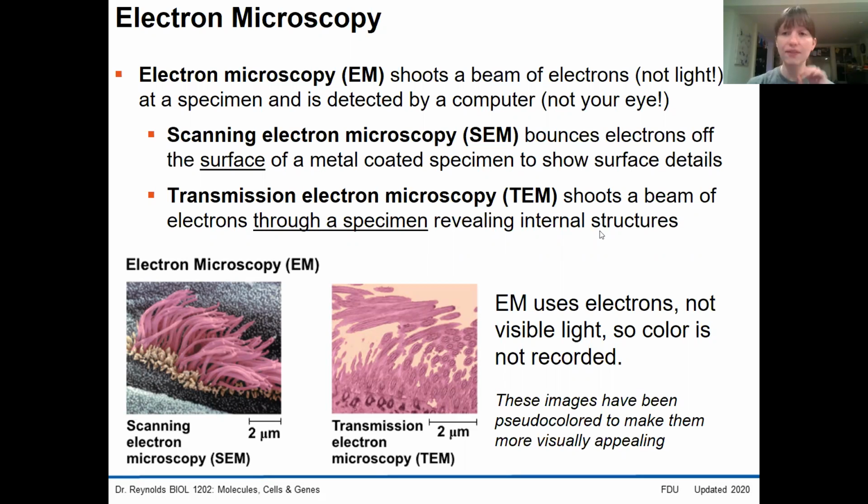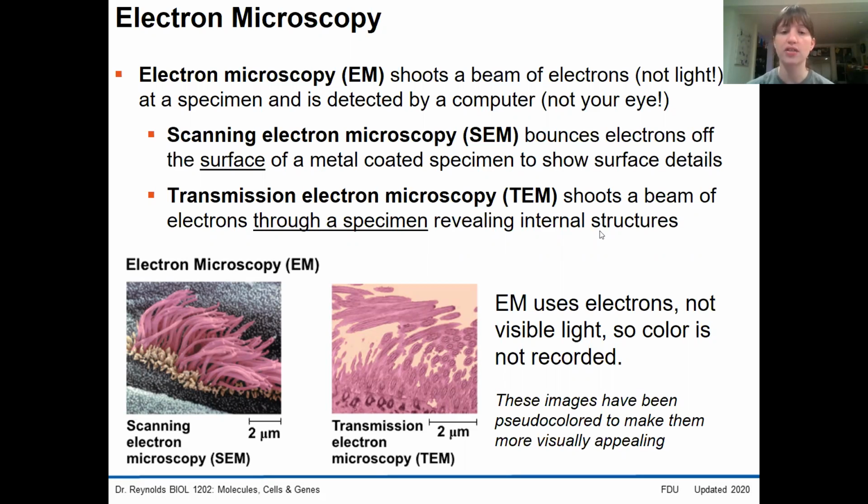If you're seeing very, very high levels of detail, very largely magnified images, you already know you're dealing with electron microscopy. And if the image is in black and white, that's a good supporting fact for you to make sure that's what you see. If you've already identified it as electron microscopy, the next thing you need to do is decide whether it's scanning electron microscopy or transmission.